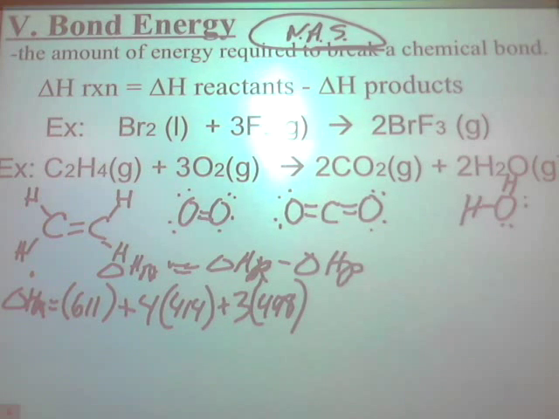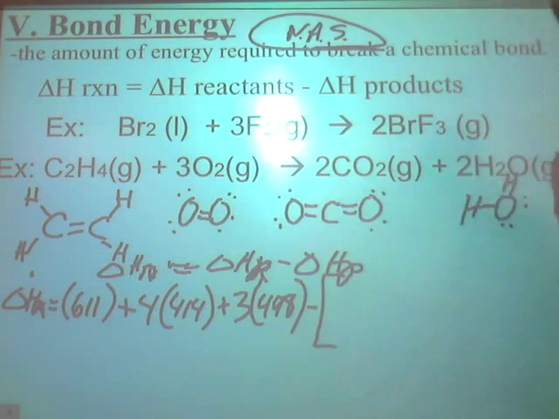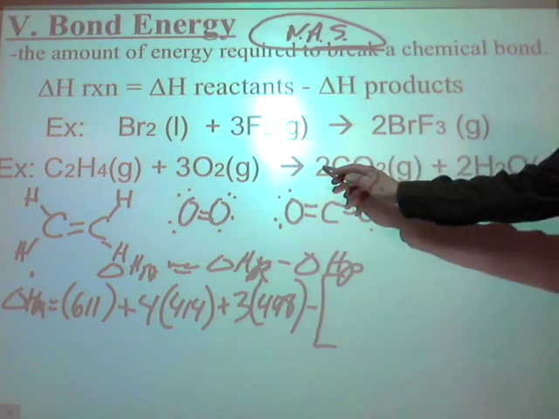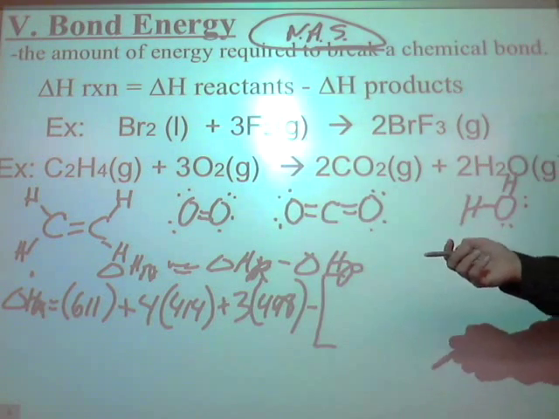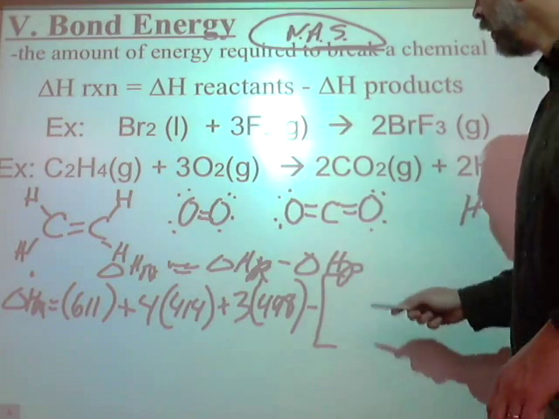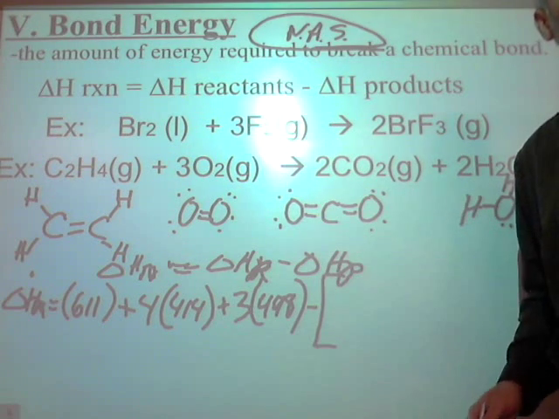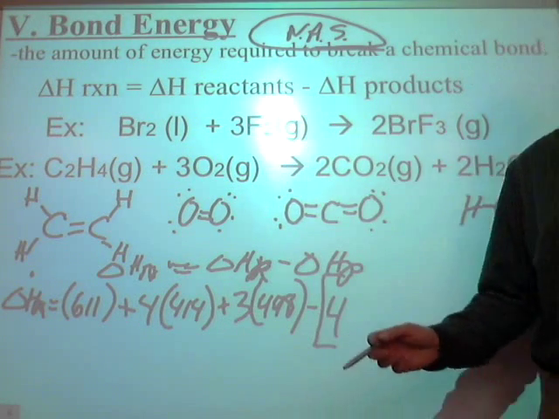And now I've got all my reactants done. Now I got to subtract the products. I got to put a big bracket around it. 2 times carbon dioxide, but hold on. How many double bonded C-Os are there? 2 of them. So 2 times 2 of those is how many am I multiplying by? 4. I mean, who wouldn't have made a mistake in here?